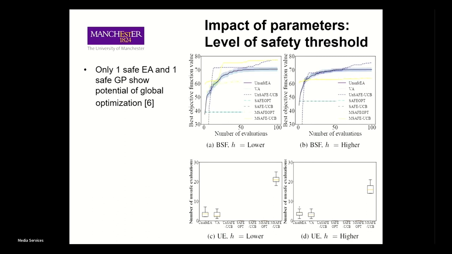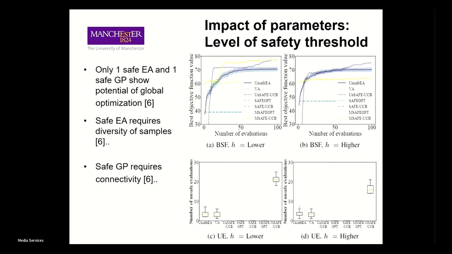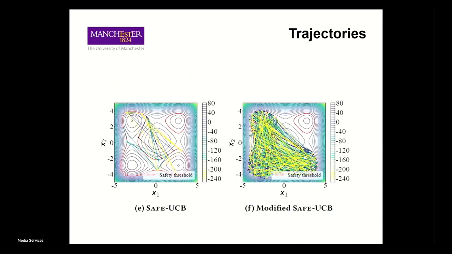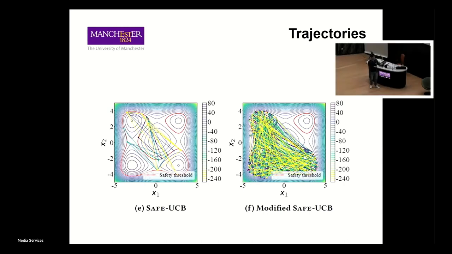We also observed that only one safe EA and only one safe GP perform global optimization. The safe EA, which is VA, requires diversity of samples. It only performs global optimization in scenario 3. And safe GP requires connectivity. If the safety threshold level increases and the safe regions are disconnected, they don't perform global optimization. For example, here you can see how VA moves towards the global optimum, how SafeOpt gets stuck at a certain point, how another algorithm just performs local optimization, how another safe UCB algorithm just gets stuck, and how the modified safe UCB performs global optimization.